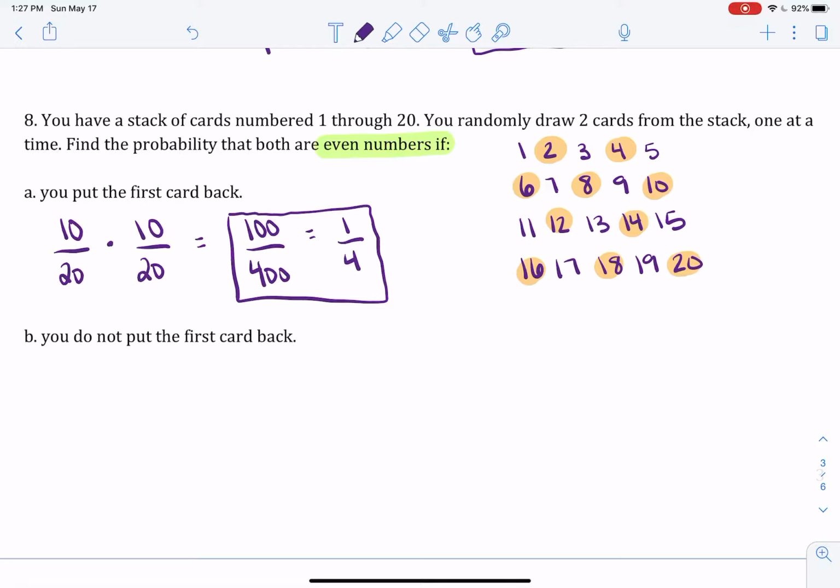Okay, now the next one we do not put the first card back. So the probability that it's even the first time is still 10 out of 20, but now we have one less card. So let's say that one's gone now. So we only have 19 cards to choose from, and assuming that the first one was even, we only have 9 evens. And that would be 90 out of 380. And we could simplify that to be 9 out of 38.